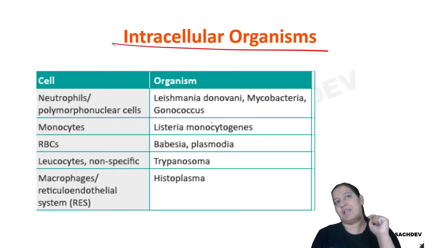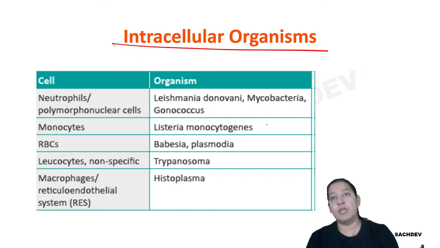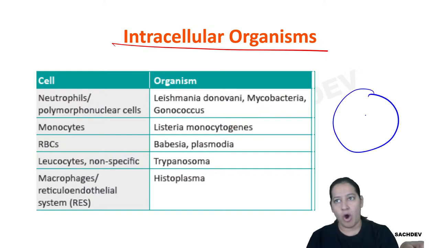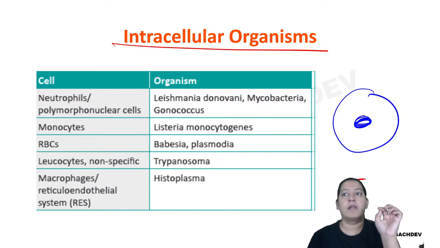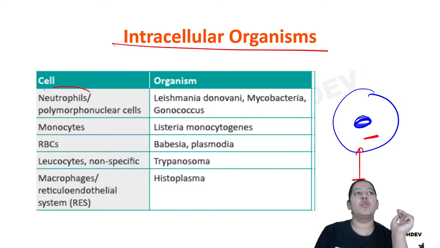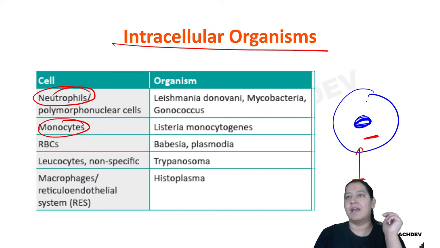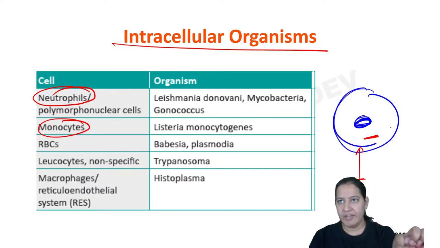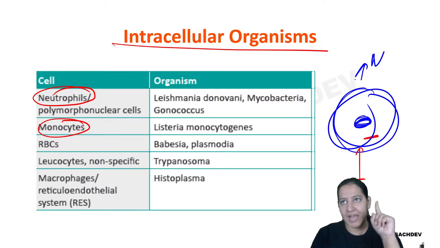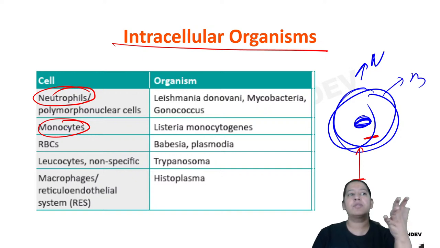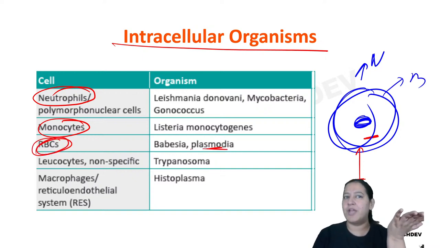Intracellular organisms कितने पता है? How many intracellular organisms do you know? They reside inside a cell. This is the nucleus of a cell, and the organism is not present extracellularly; it is always present inside the cell. How many organisms do you know that live inside a neutrophil? Name them. How many live inside a monocyte? If this blue color cell is a neutrophil, name the organisms that always live inside it. If it is a monocyte, which ones live inside? Name the organisms that live inside RBCs. यह तो सबको पता है, Plasmodium and Babesia.